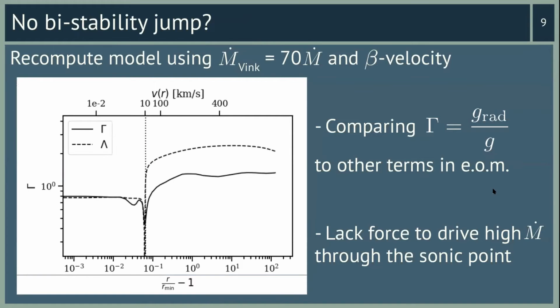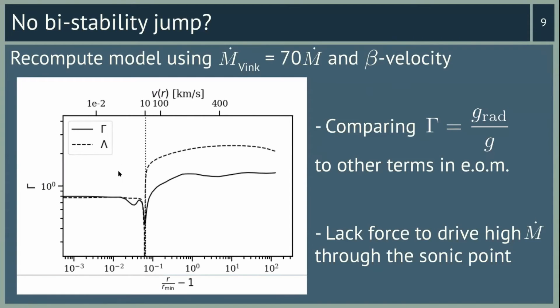And to go a bit further into detail on why we do not find it, we have computed additional models which are not self-consistent, but instead we try to drive a higher mass loss rate using then also not a consistent velocity structure, but a beta-type velocity law. And then here we can see the result of this, where I plot just this gamma factor, which is the radiative acceleration over the gravitational acceleration, compared to the other terms in the equation of motion.